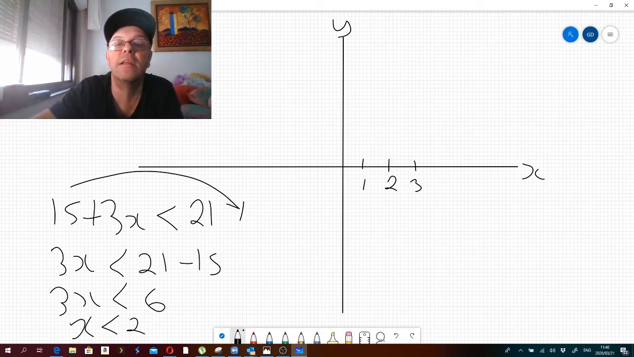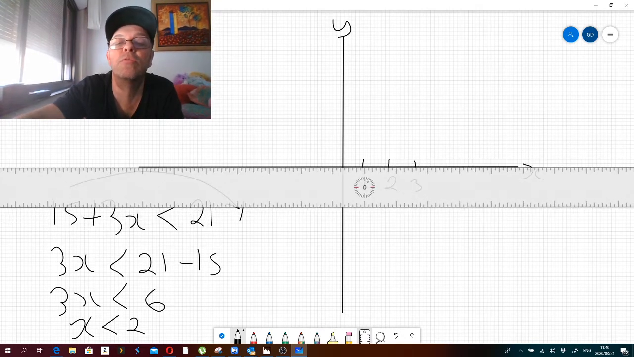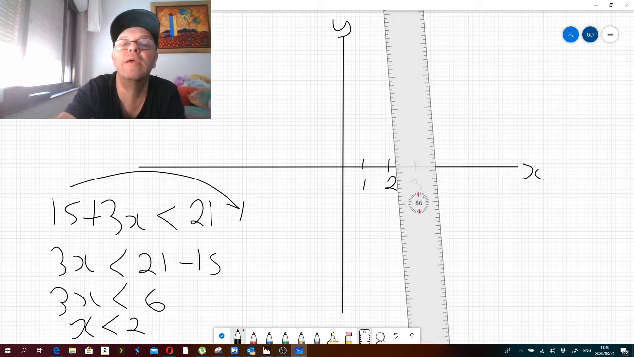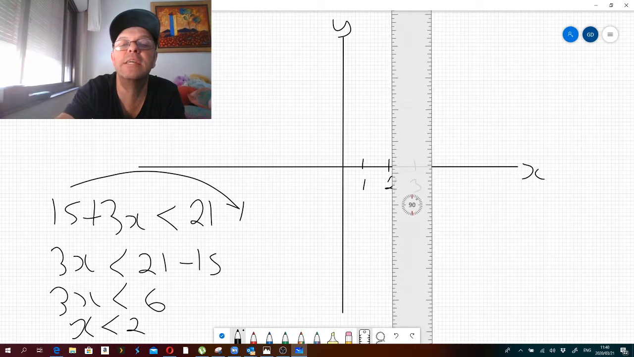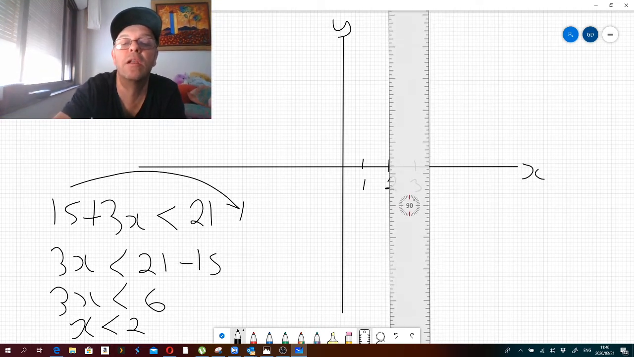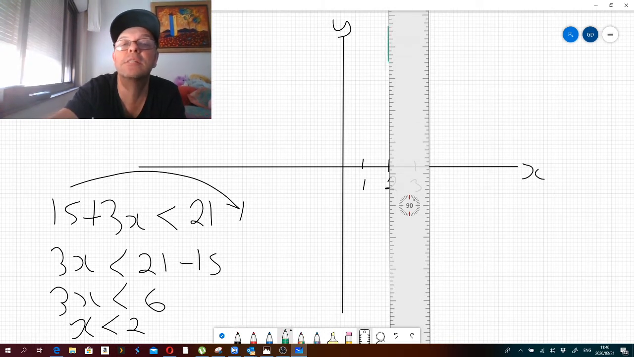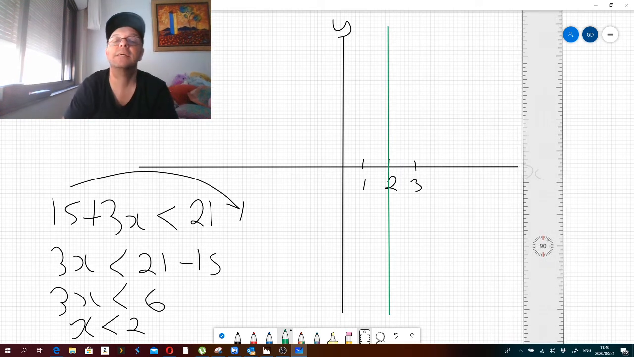Let's just take that line away, and let's just put the ruler here. So everywhere along this value, x equals 2. X is 2 everywhere along that straight line. Does that make sense? So let's draw that straight line in. So there x is equal to 2.